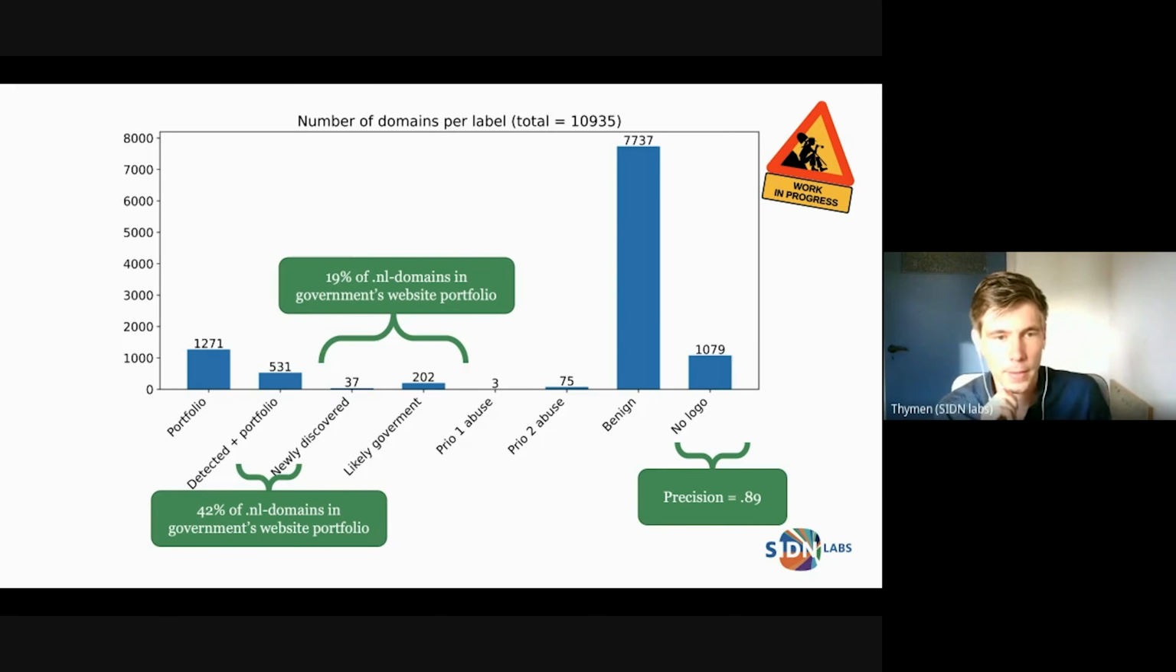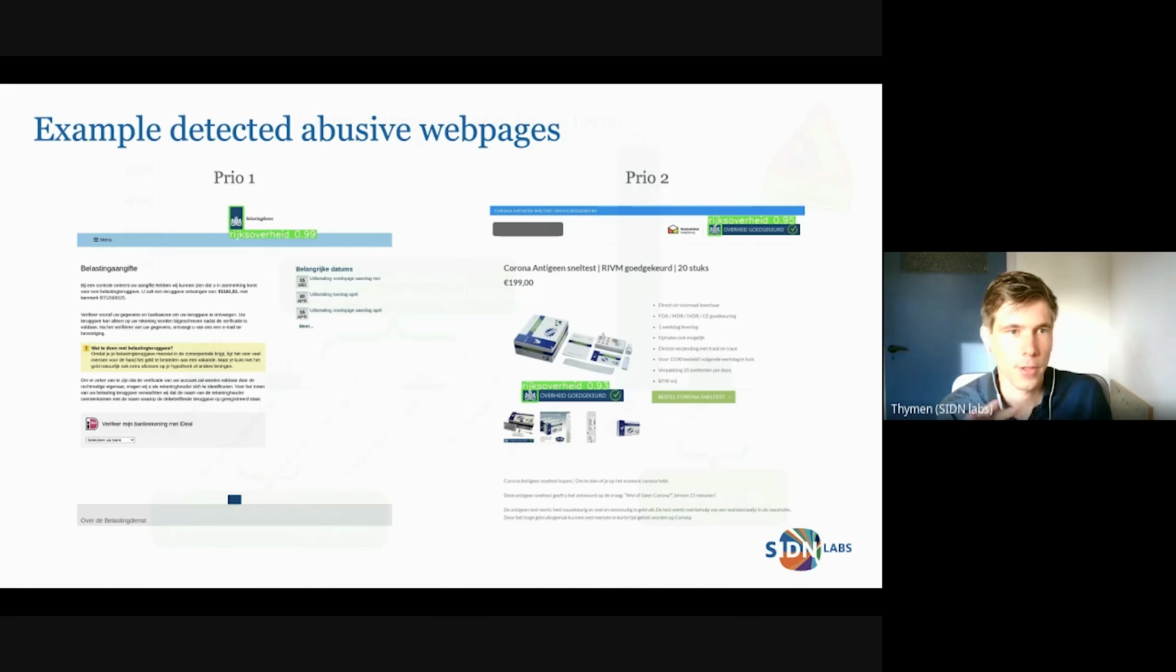Here I can give you some examples of abusive web pages that we detected. On the left, you see a clear case of a phishing web page. This is targeted to the Belastingdienst, our tax agency. On the right side, you see a lower priority abusive case. Here, Snell tests are being advertised for Corona. But the problem here is that it says that the government accepted this product. It says overheid goedgekeurd, which is not the case.